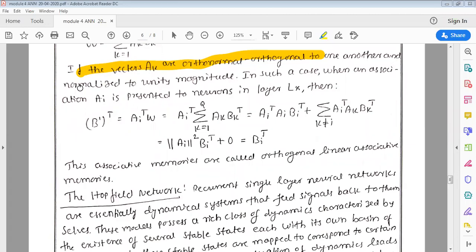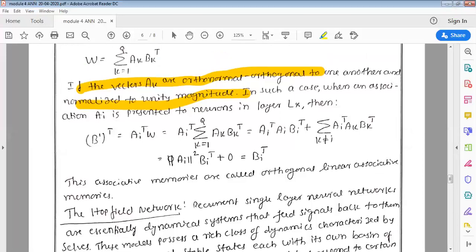Once they have unity magnitude also, in such a case, when the association A is presented to the neuron in the layer X, then B dash transpose, that is Ai transpose into W, is equal to Ai transpose into W, what is your W? Summation K equal to 1 to Q, Ak, Bk transpose. Yes, Chandan, correct.